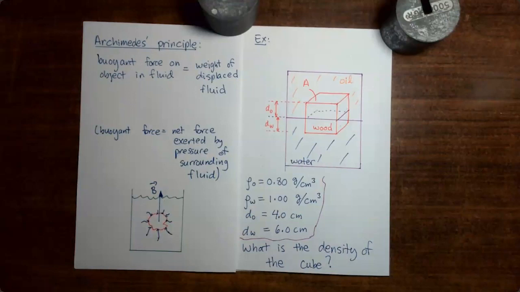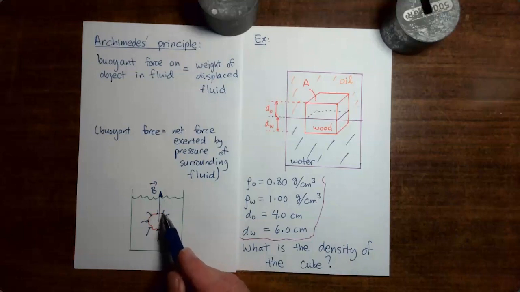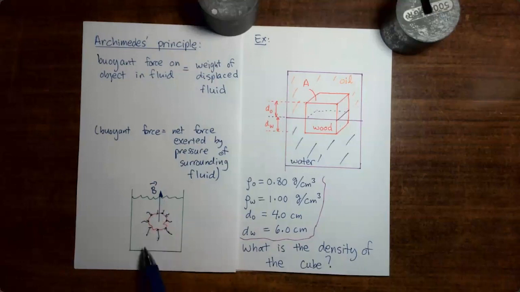In this video, we're going to do a second example problem using Archimedes' principle. Archimedes' principle concerns the buoyant force or buoyancy force acting on an object immersed in a fluid. In this figure, I have drawn an object which is surrounded by some fluid, and the squiggly arrows represent the action of the pressure in the surrounding fluid on the object.